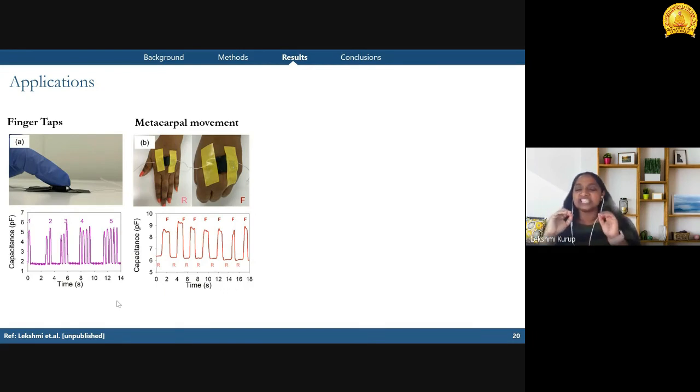A small change in the bone, a small movement, the sensor detected.